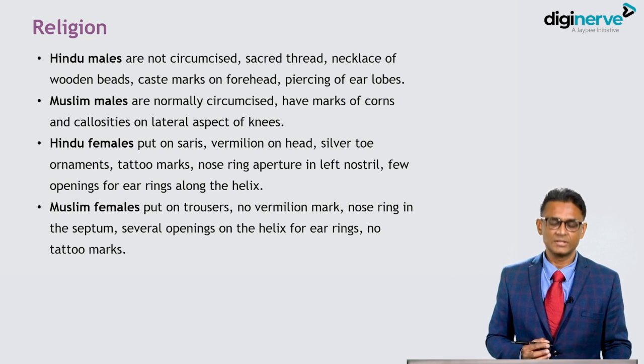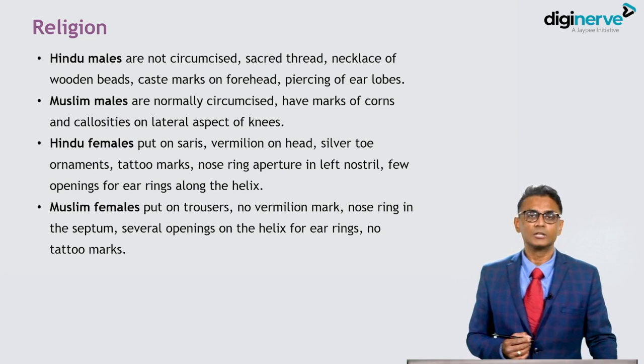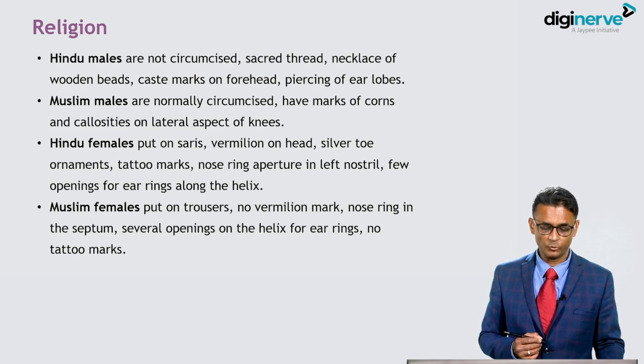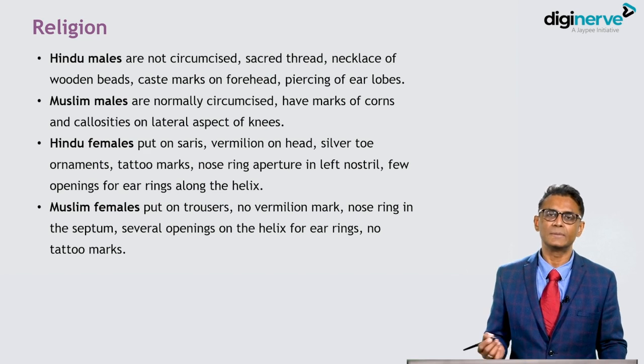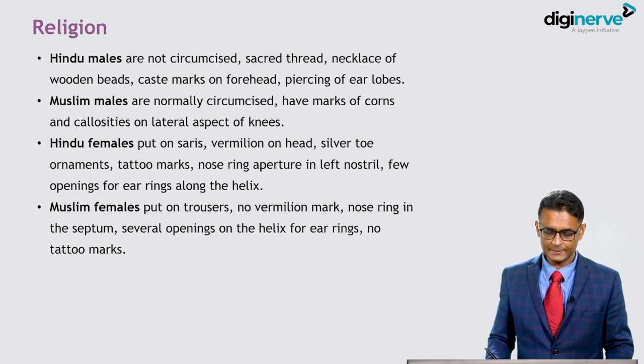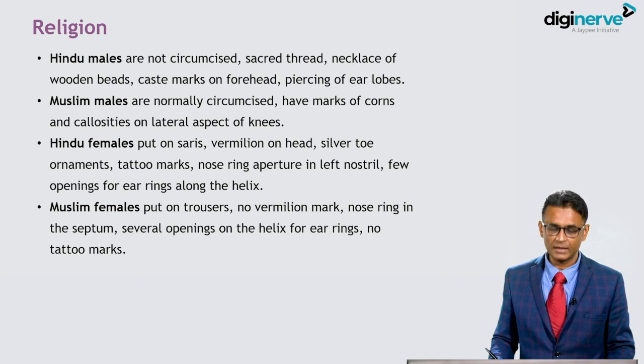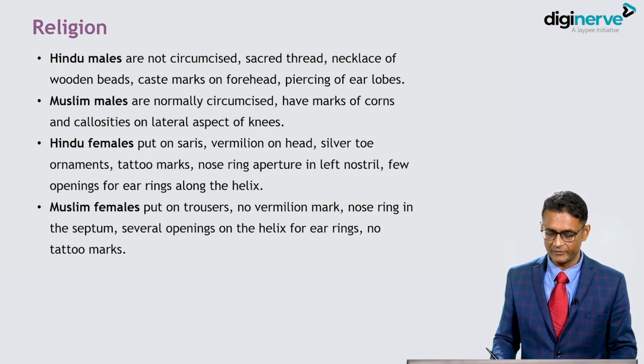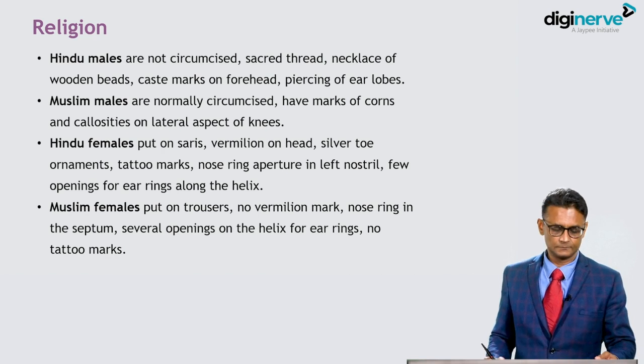So religion, how to classify or identify a person based on religion, is sometimes very difficult. Hindu males are not circumcised, may have a sacred thread, necklace of wooden beads, caste mark on forehead, piercing of earlobes. Muslim males are normally circumcised, have marks of corns and callosities on the lateral aspect of the knees. Hindu females put on saris, vermilion on head, silver toe ornaments, tattoo marks, nose ring aperture in the left nostril, and few openings of earrings along the helix. Muslim females put on trousers, no vermilion mark, nose ring in the septum, several openings on the helix for earrings, and there are usually no tattoo marks. But it can be varied.